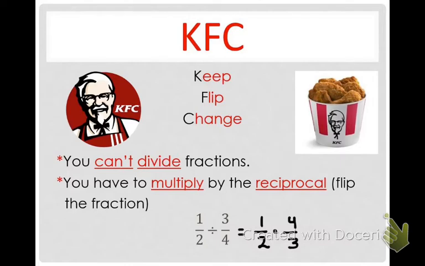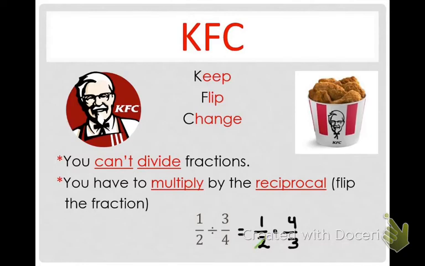Now that I have this, I am allowed to cross reduce. Let me explain something to you. If you ever have a situation like this where you're dividing, you're not allowed to cross reduce. When you're adding and subtracting fractions, you're not allowed to cross reduce. The only time you can cross reduce is when you're multiplying. So can I cross reduce anything with 1/2 and 4/3? The 2 and the 4. Let's go ahead and cancel them out.